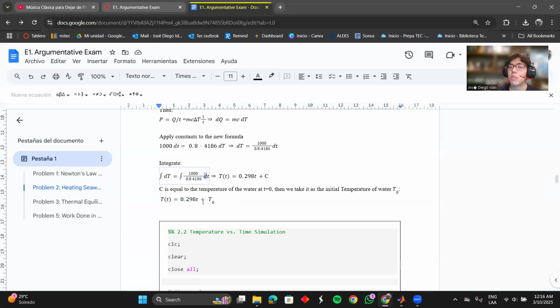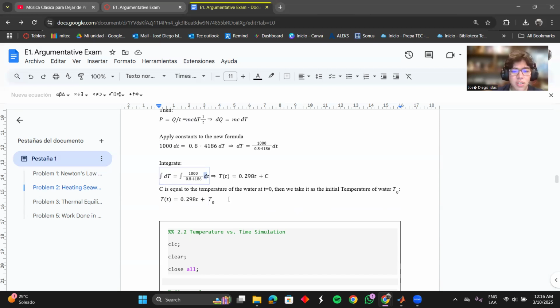Because this is an integral, we have the plus C, right? But what is plus C? We know that plus C is just the temperature at which the seawater is at the very start of the time. So we just know that.